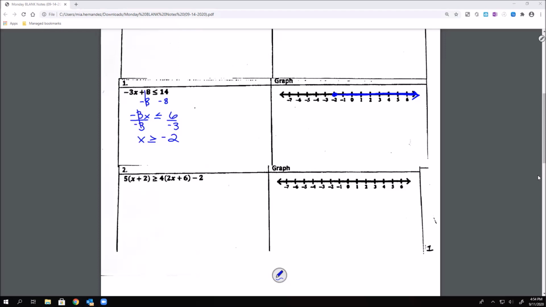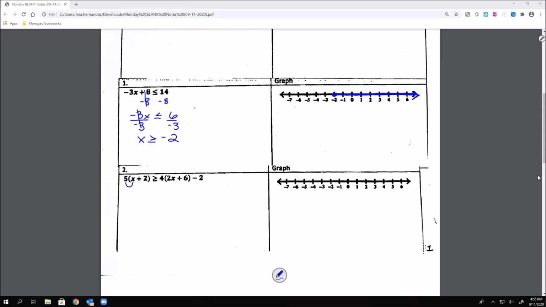So now, my next example has 5 parentheses x plus 2 is greater than or equal to 4 parentheses 2x plus 6 minus 2. The first thing I have to take care of is my distribution. So I have to multiply my 5 to my x plus 2, and I have to multiply my 4 to my 2x plus 6. So let's go ahead and start there.